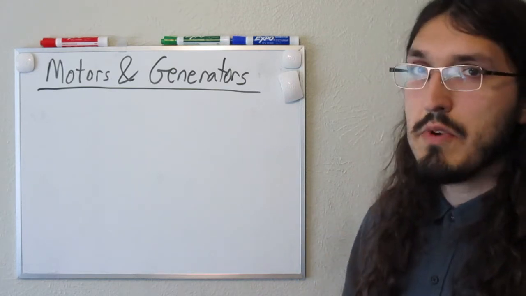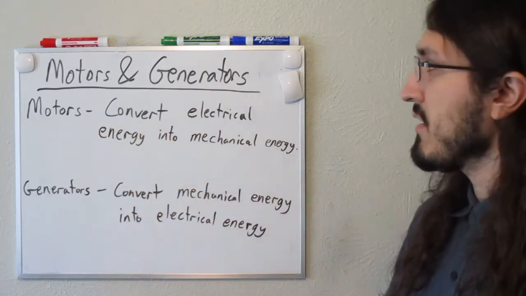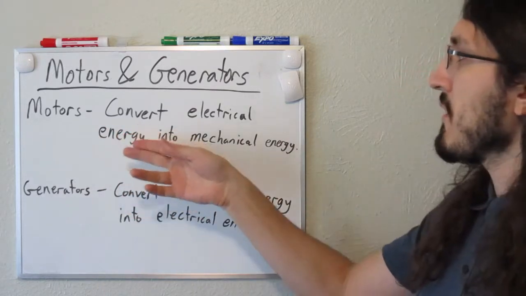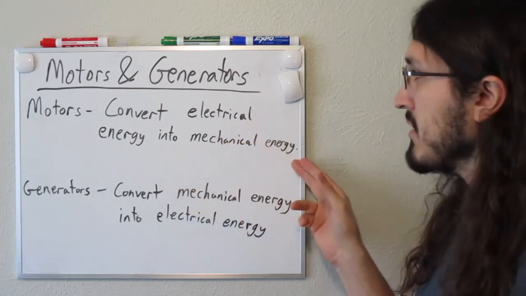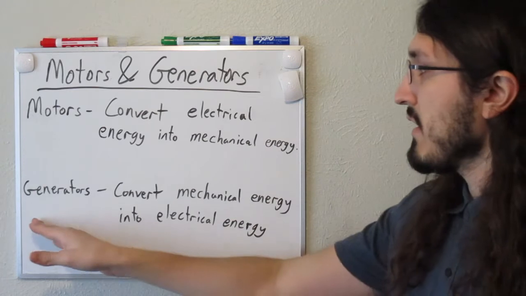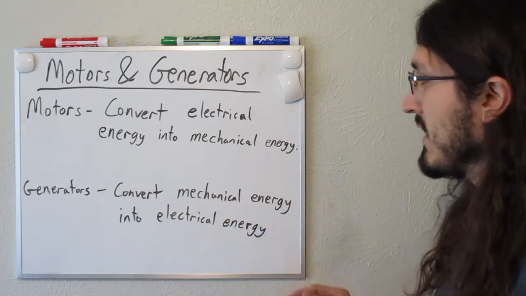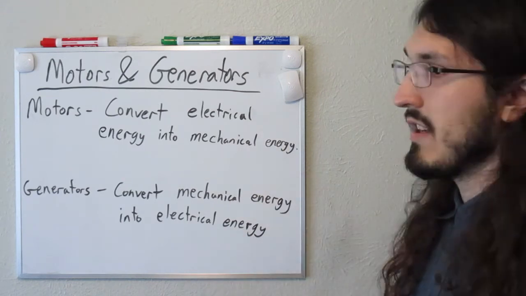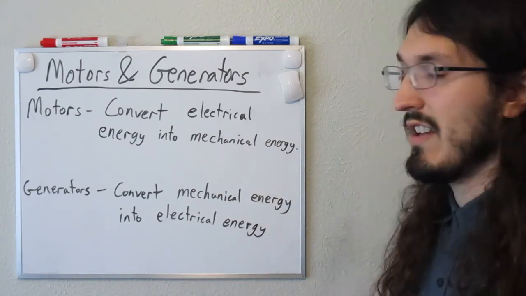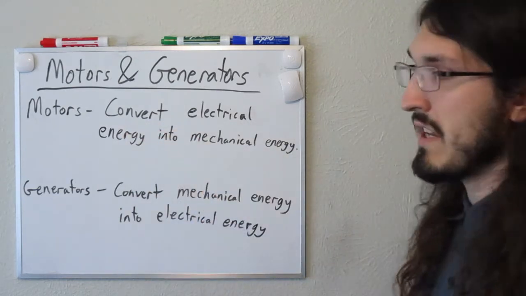First, I'm just going to write out what these two things do. Okay, so here I've written out the functions of both motors and generators. Motors convert electrical energy into mechanical energy. So they start with electrical and end up with mechanical. Generators do the opposite. They convert mechanical energy into electrical energy. In order to explain how these things work, I'm going to have to draw a diagram for each one, and then I'll elaborate on how these devices accomplish those energy conversions.